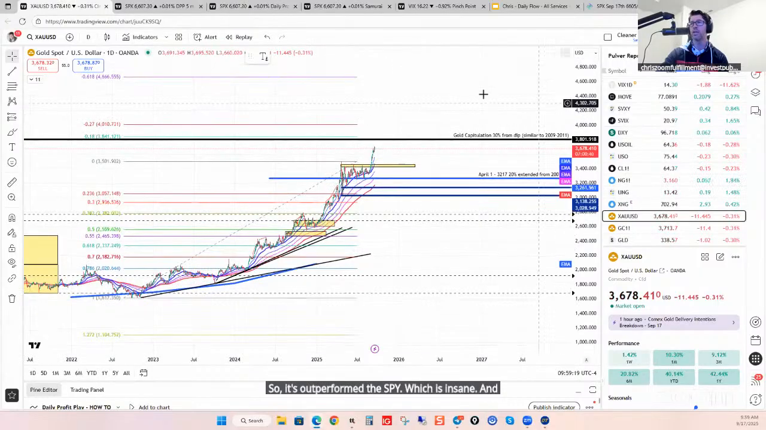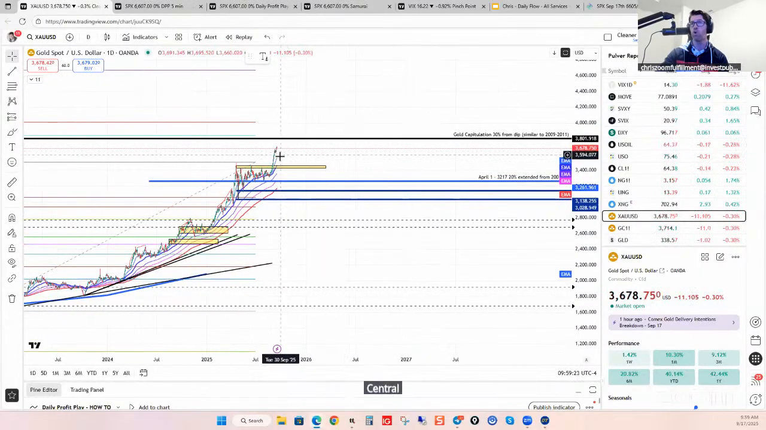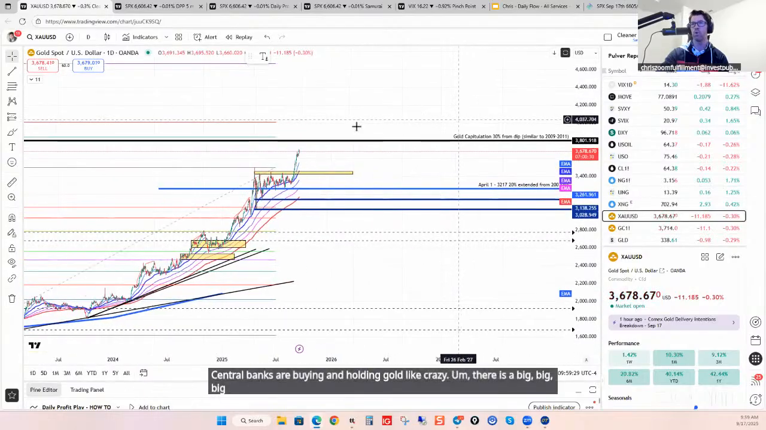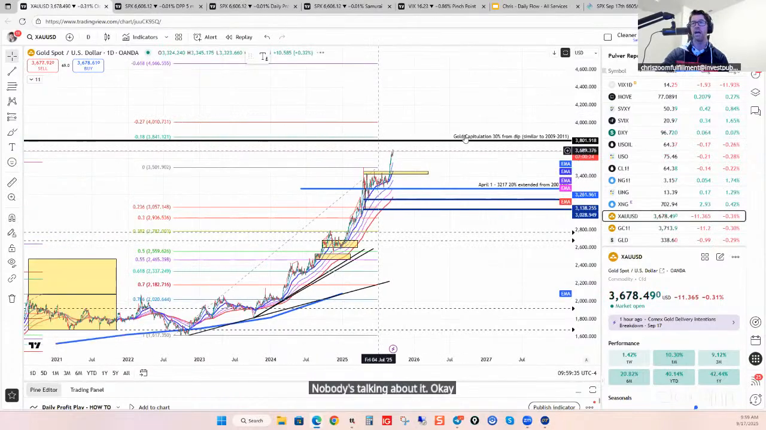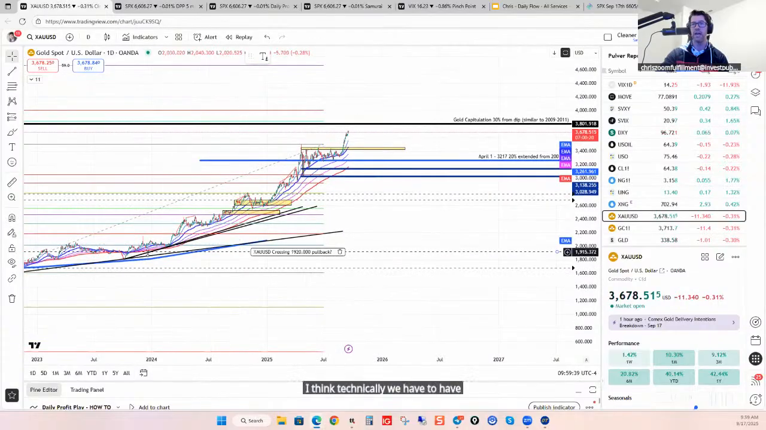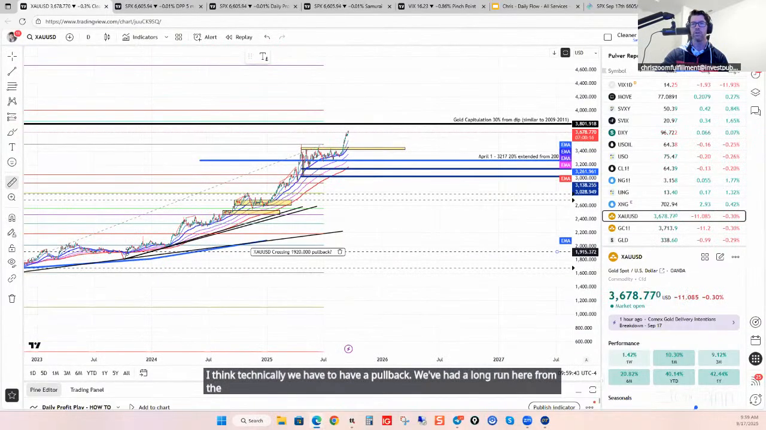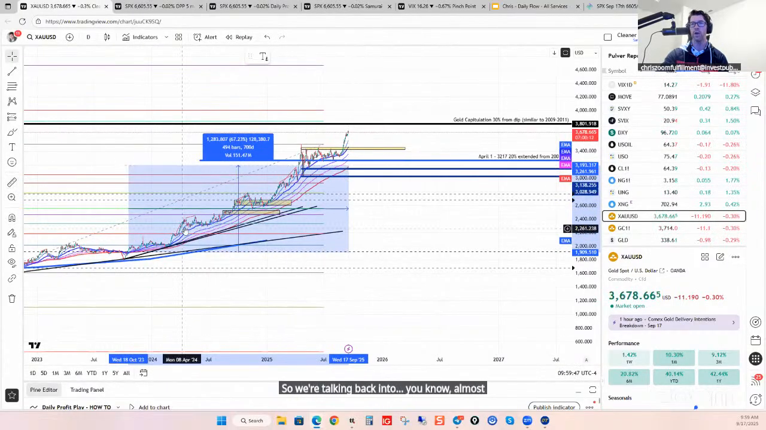And I think what's crazy, and nobody's talking about this, central banks are buying and holding gold like crazy. There is a big, big movement coming into gold. And what's nuts to me is like nobody's talking about it. Look, I know that we're at all-time highs. I think technically we have to have a pullback. We've had a long run here from the 200-day moving average. So we're talking almost 500 bars away.